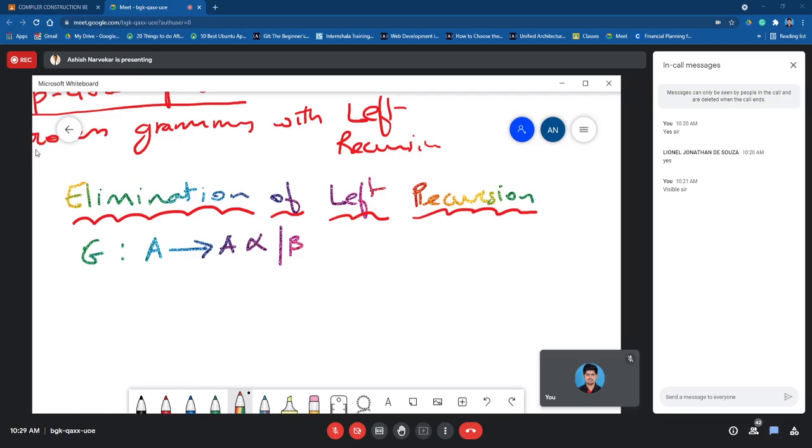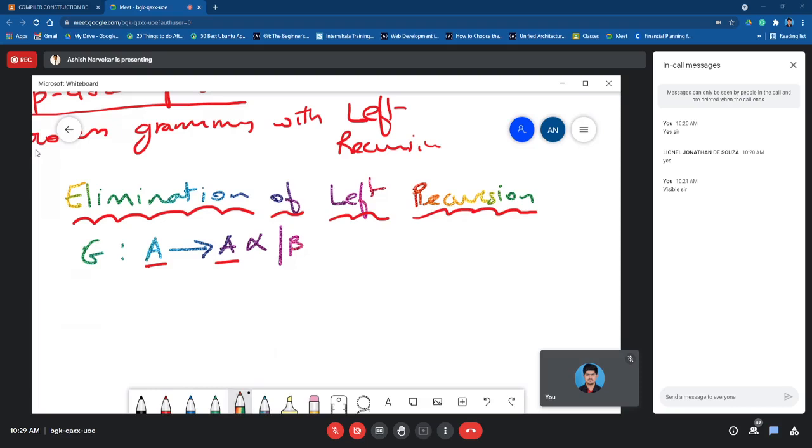Then to eliminate the left recursion over here, the first thing is we should understand whether there is left recursion or not. We can see that this A is repeating as the leftmost symbol on the right hand side, so it is understood that there is a left recursion. Now since there is a left recursion, we have to eliminate it.